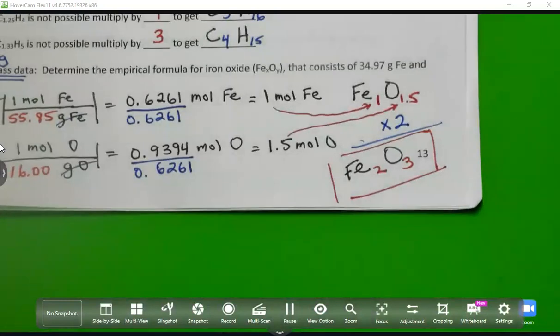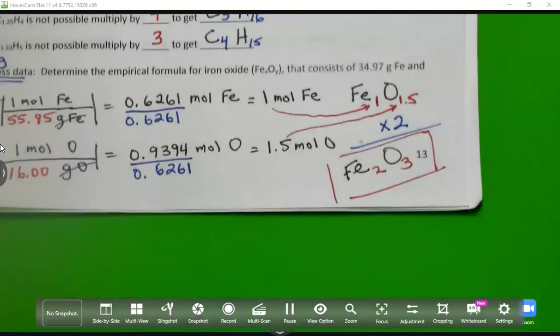Okay. That's not too difficult. Just take some steps, right? We're just converting to moles, dividing by the smallest, and making them all whole numbers. Okay, let's do the next one on the next page.